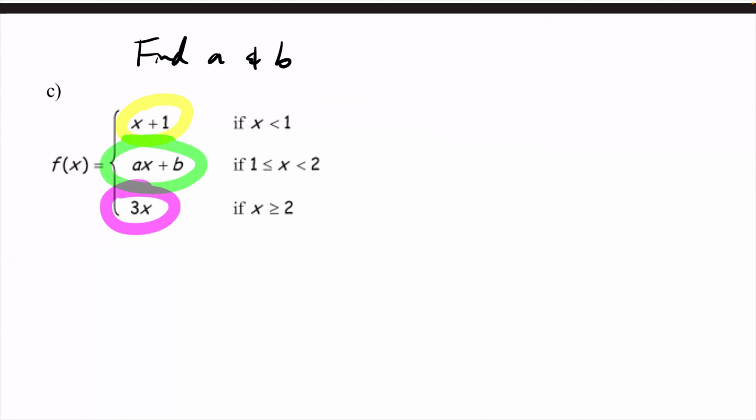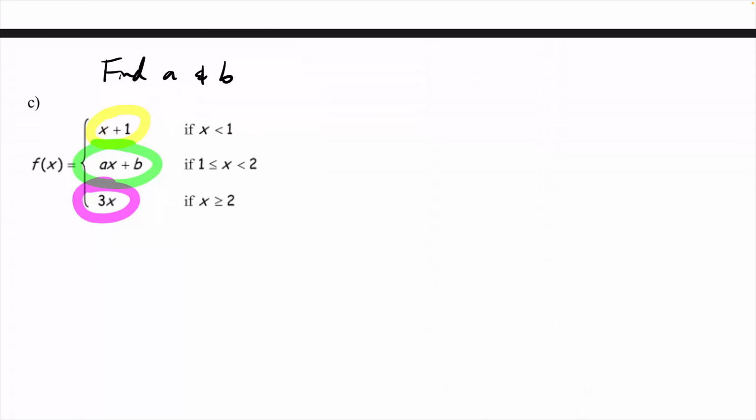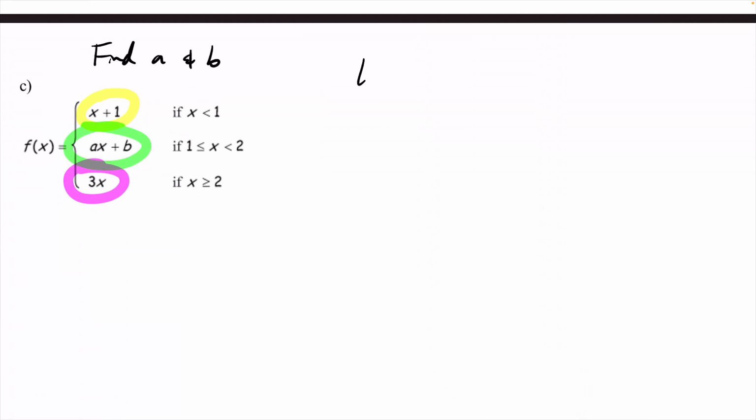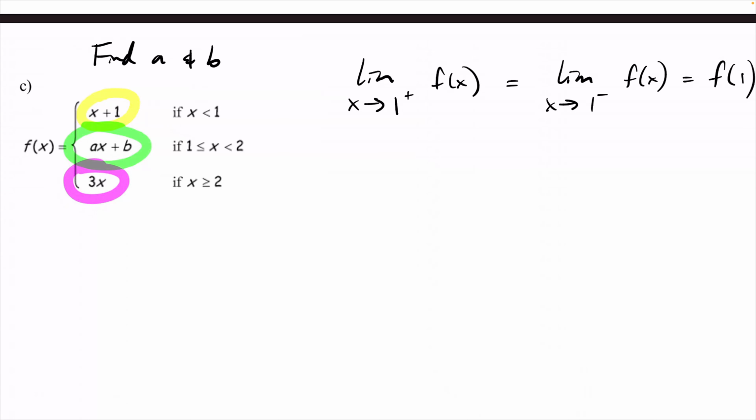So let's do the first one. We said the first one was 1, right? So the limit as x approaches 1 from the right for f of x has to be equal to the limit as x approaches 1 from the left for f of x, which is equal to f of 1. All of those have to be the same for it to be continuous at 1.